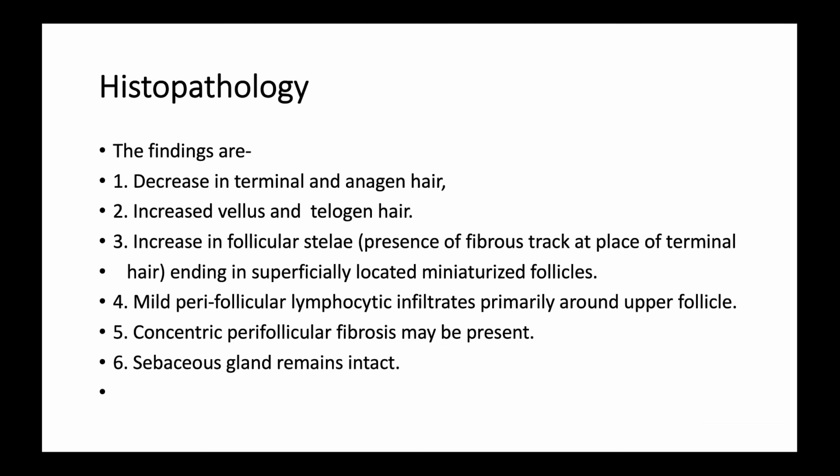The histopathology shows a decrease in terminal hair and anagen hair, an increase in vellus and telogen hair, and an increase in follicular stele, means the presence of fibrous tract at the place of terminal hair, ending in superficially located miniaturized follicles. There are mild perifollicular lymphocytic infiltrates primarily around the hair follicle, concentric perifollicular fibrosis may be present, and a very important thing is that sebaceous glands remain intact.